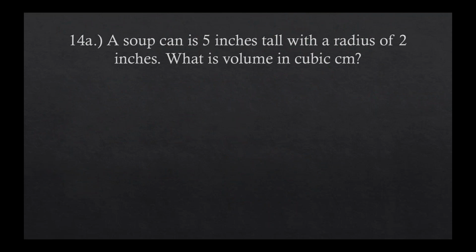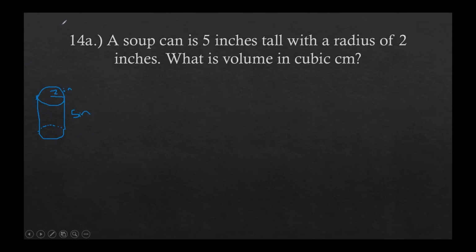So this special case is dealing with a cylinder. So a soup can, think Campbell's soup or anything that's cylindrical in shape, is 5 inches tall with a radius of 2 inches. What is the volume in cubic centimeters? So if we're dealing with a soup can, which is cylindrical in shape, hard to draw three-dimensional shapes with a mouse. Okay, so it's 5 inches tall. The radius is 2 inches.